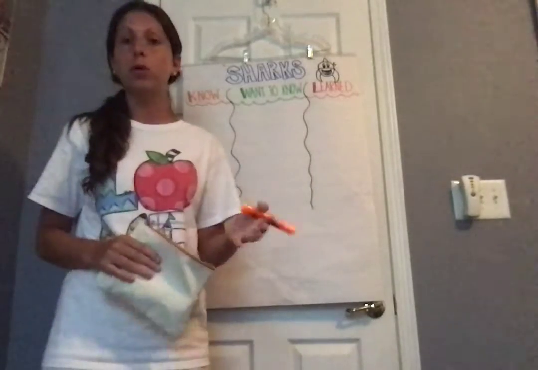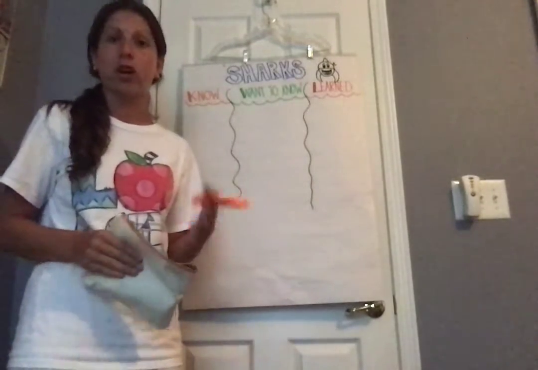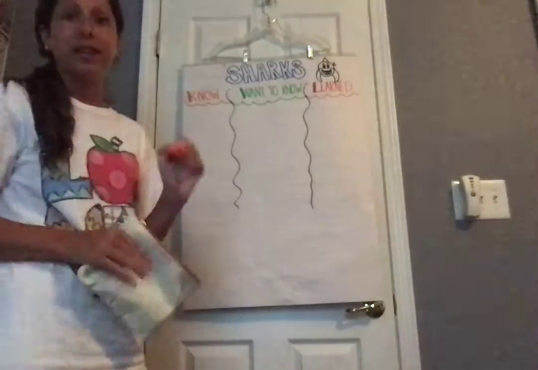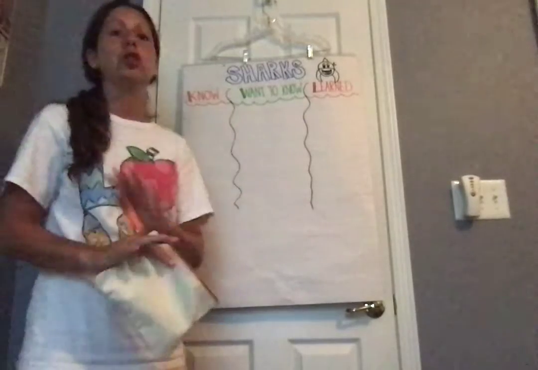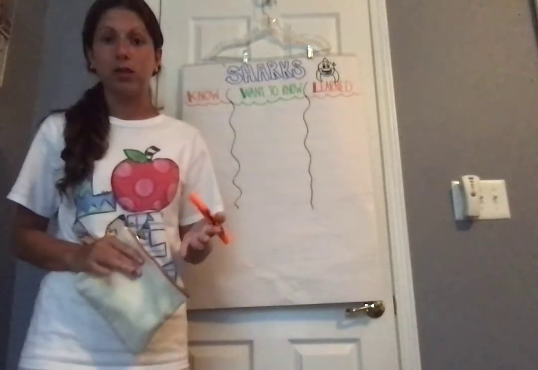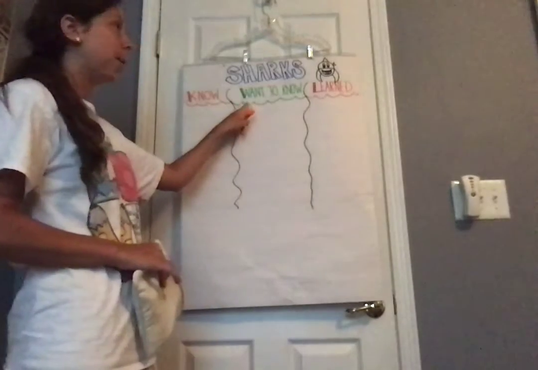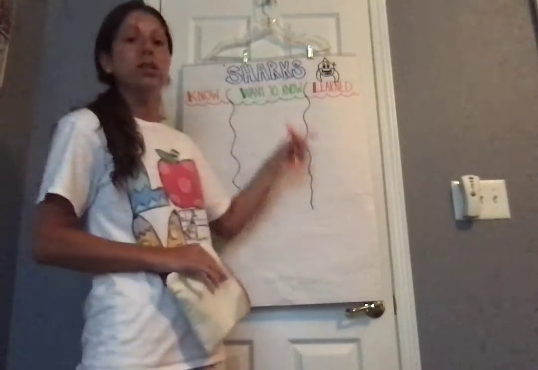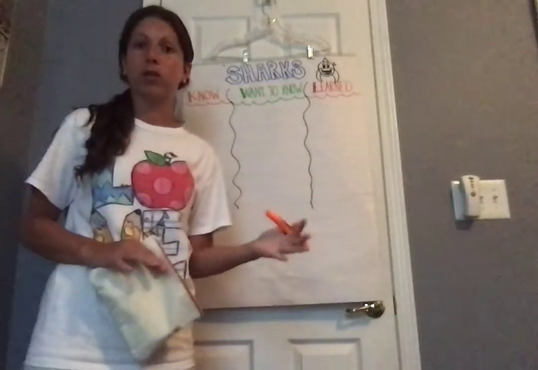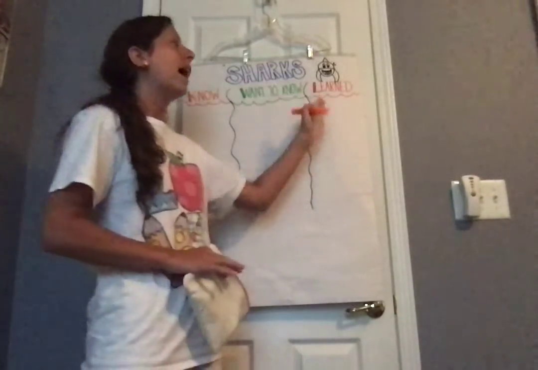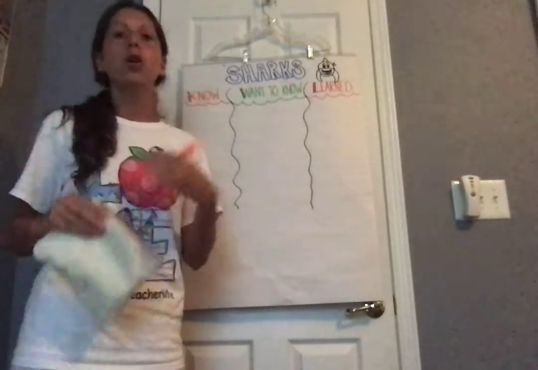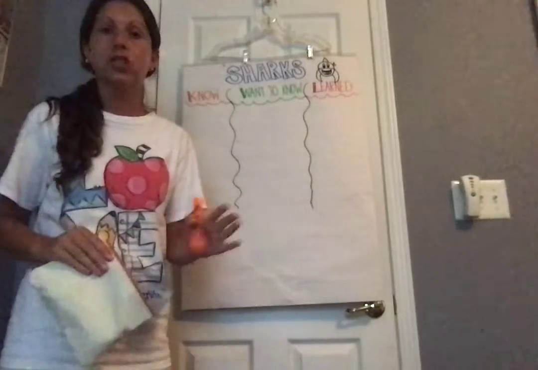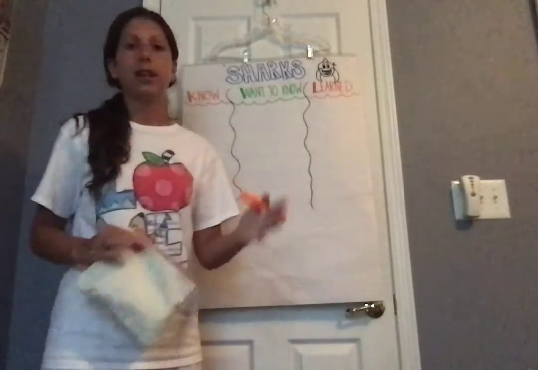And for those of you who don't know what a KWL chart is, it's a chart that stands for K, know, so things you know about a certain topic or subject. W, what we want to know about a certain topic or subject. And then L, learned, what we finally learned after reading a book or after you sit in class, what you learned about a certain topic.